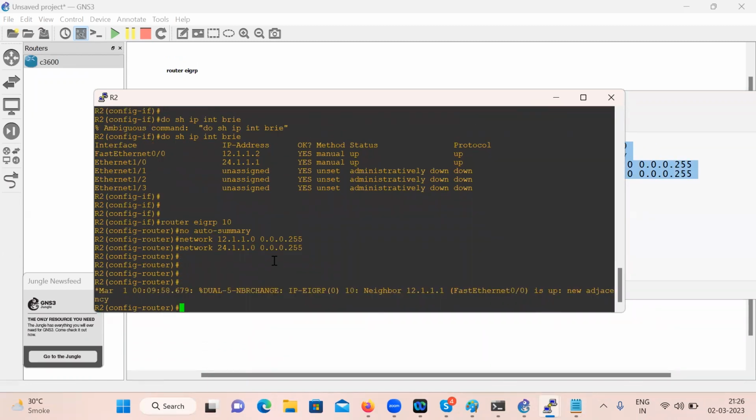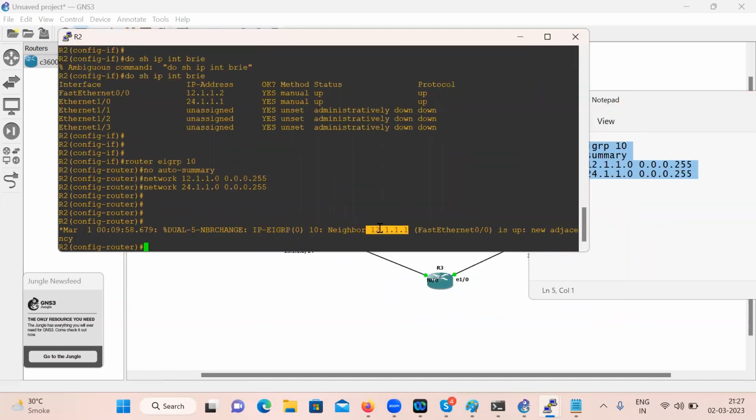Done. See here, the time you hit the command, they become neighbors with the help of the DUAL algorithm, the Diffusing Update Algorithm. Router 2 has become a neighbor with 12.1.1.1, which is the address we configured on the router 1 interface. That means router 2 has become a neighbor of router 1. In EIGRP, they use a term known as adjacency. Adjacency is a relation between two routers.